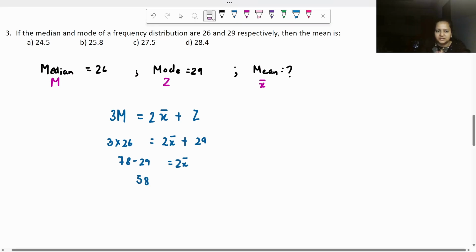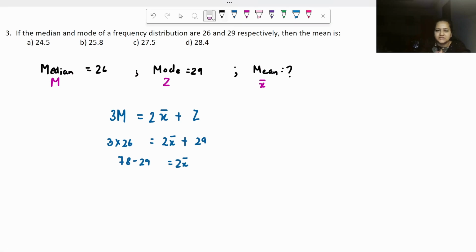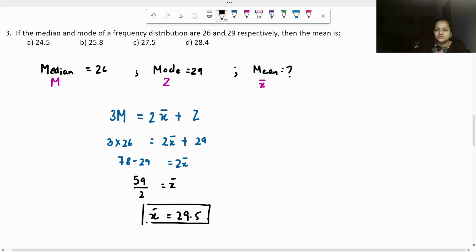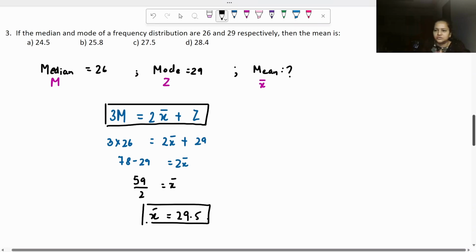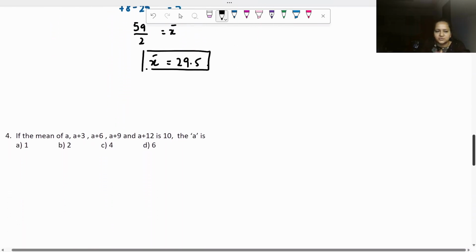Sorry, not 58, 59. Right? This is going to give me 59 upon 2 is x bar. So we get x bar is 29.5. Simple application. This is an application of the empirical formula, right? It was just this relation that you need to remember and correct substitution. Okay, so let's see the next question.